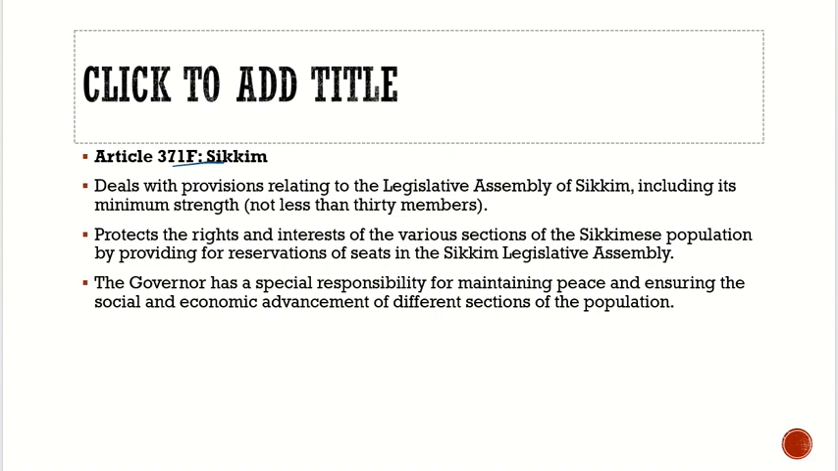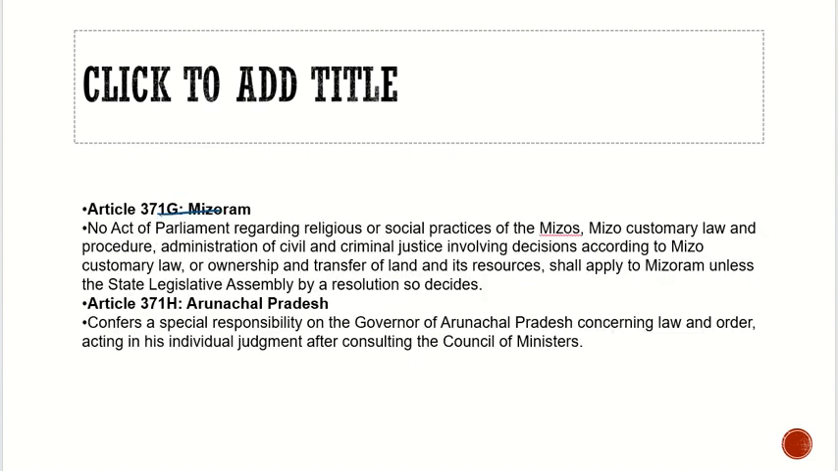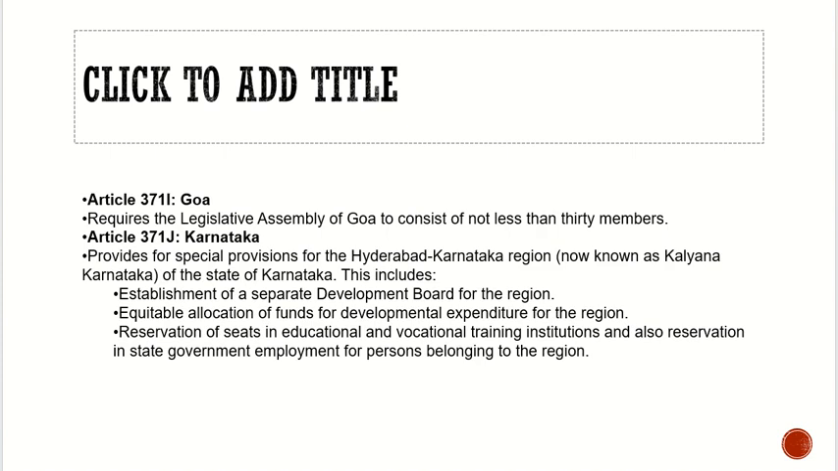It is for Sikkim. We have Article 371G, it is about Mizoram. We have Article 371H, it is about Arunachal Pradesh. Then we have Article 371I, it is about Goa, and Article 371J, it is about the Hyderabad Karnataka region, Kalyana Karnataka region. So this shows that there are certain safeguards given to different states, and it shows that federalism in our constitution is not symmetric, it is asymmetric too. It is not planned, it is accidental too.